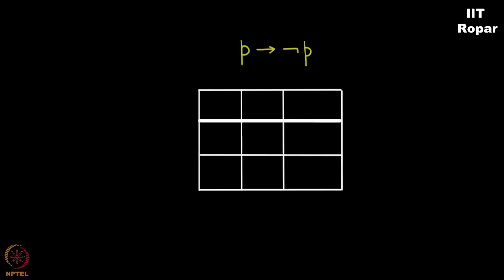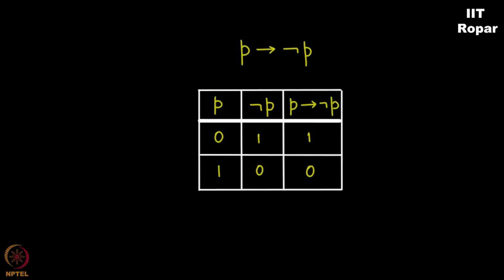Let us write a very simple truth table for P implies not P. How does it look? P will be 0, 1, not P will be 1, 0, and then you will get P implies not P, which means 0 implies 1, which is 1. 1 implies 0 means it is false, so it will be 0. This is how the truth table looks.